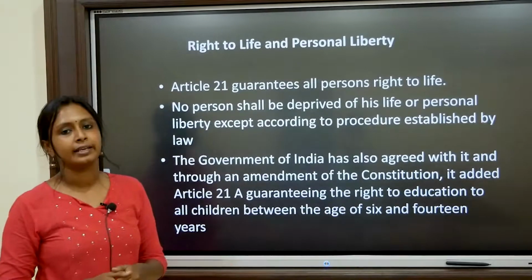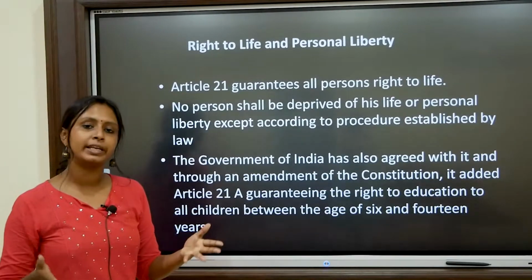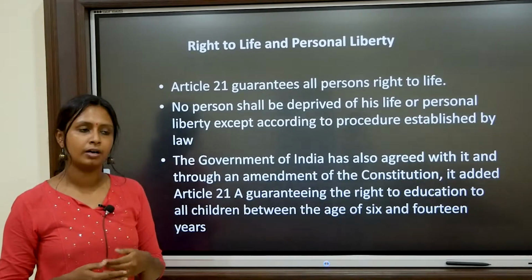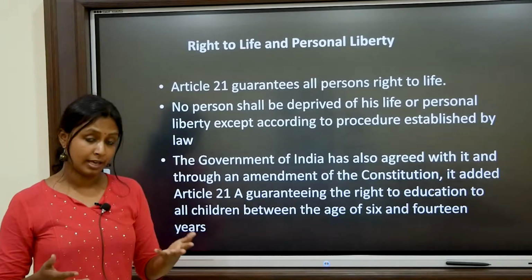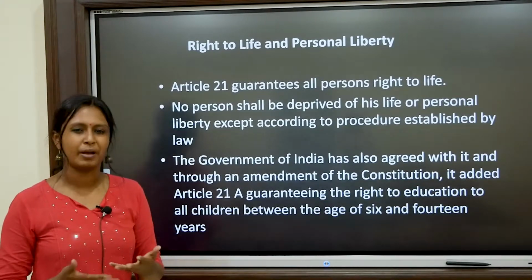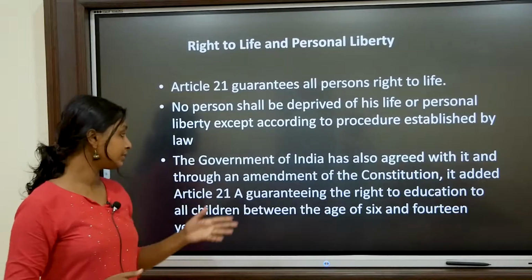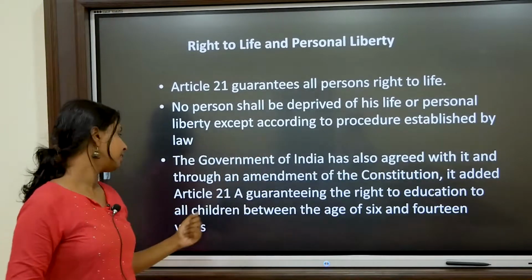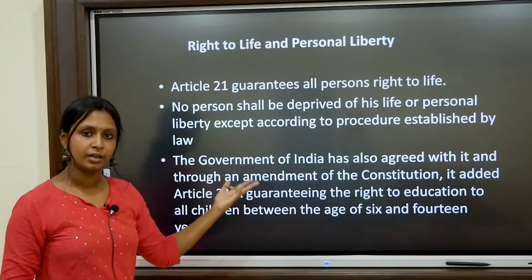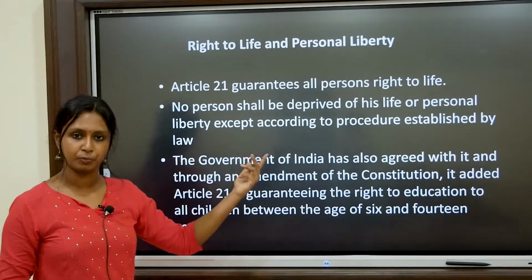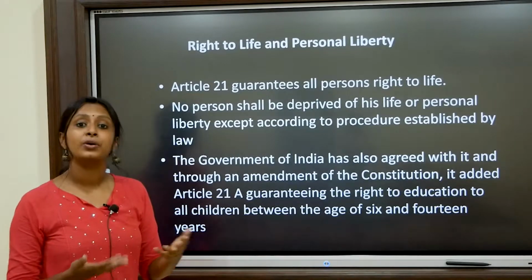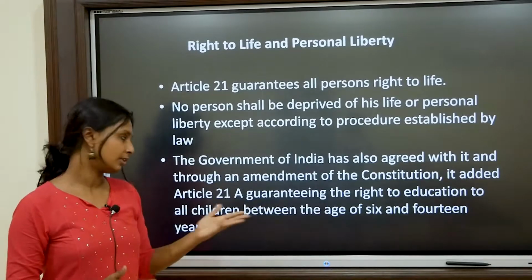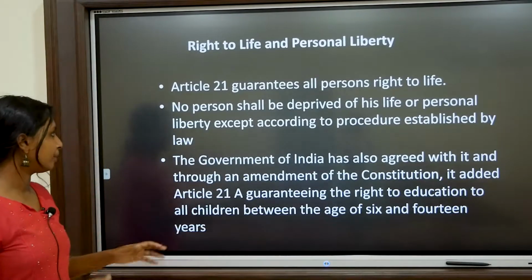We all know that India is a developing country and poverty is an alarming issue in India. Many poor children are not able to access even the basic education. Through this Article 21A, the Indian Constitution ensures basic education for children between the age group of 6 to 14, so they can access at least the basic education. This is one of the important concepts in human rights.